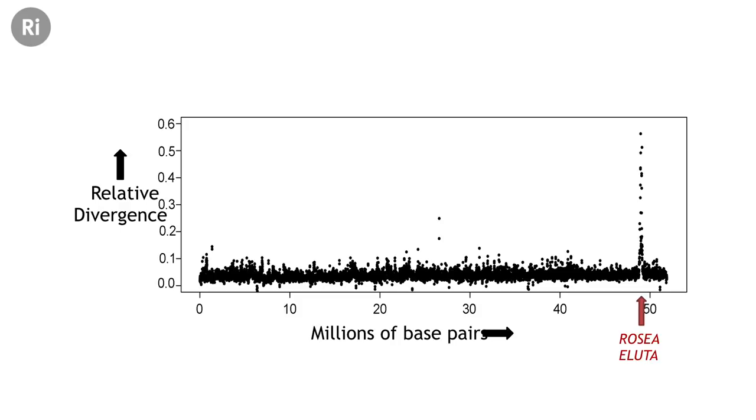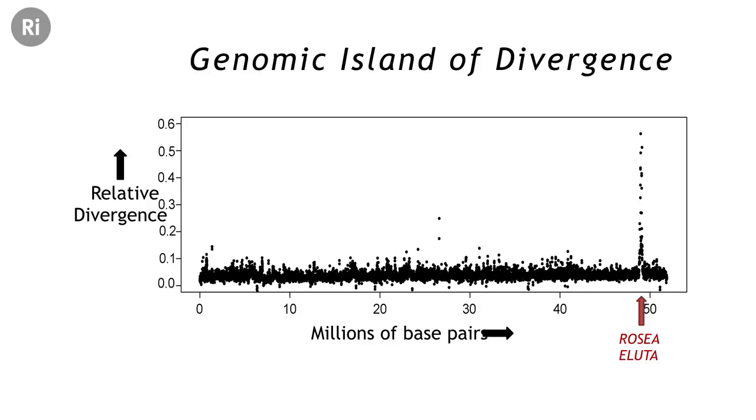So there's a little piece of the genome here that is showing high relative divergence, whereas the rest of the genome is showing relatively low divergence. And this phenomenon is sometimes called genomic islands of divergence. That is, there are small sections of the DNA that show this very dramatic raised divergence. So why? What's going on? Why do we have this high relative divergence?